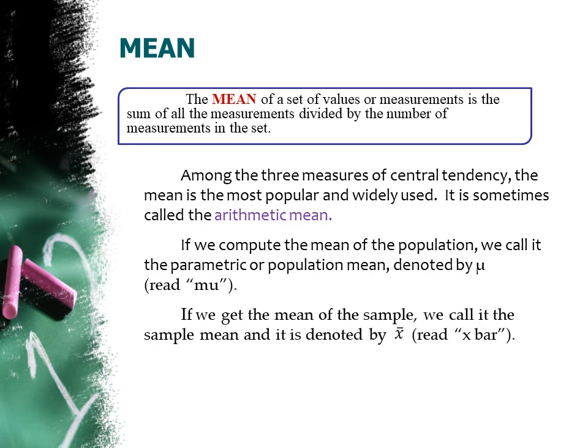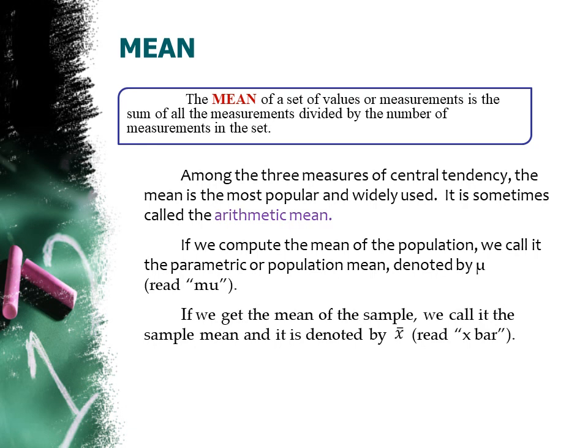Among the three measures of central tendency, this is a trivia: the mean is the most popular and widely used. In research, for example, you cannot really see under the statistical treatment part of the study that the tool being used is the median or mode. It's usually, or in all cases, the mean, because this is the most reliable, the most popular, the most widely used measure of central tendency.